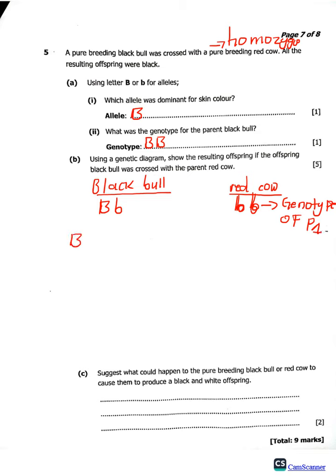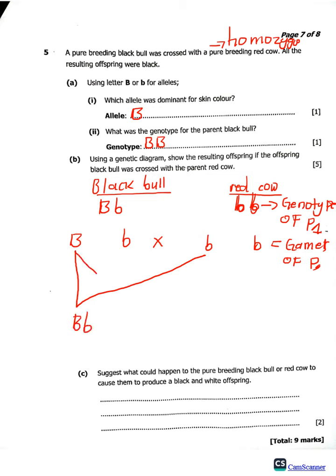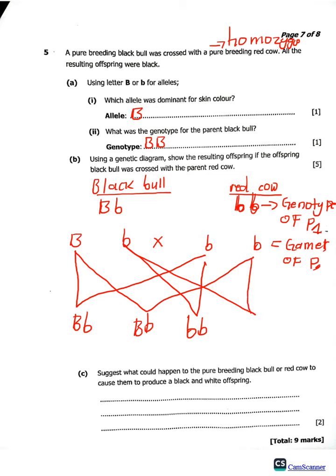Then we can separate these. So immediately after we separate, they now become gametes of P1. Then we can cross. So we have this heterozygous, another heterozygous. Here we have pure homozygous for red. Then also here we have. So now we have the genotype of the first filial generation, the generation of offspring.